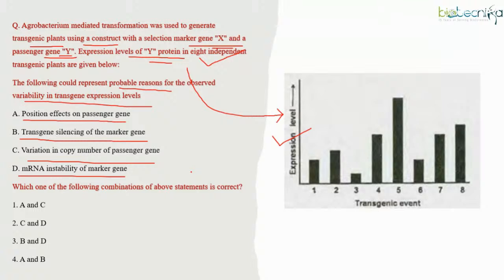So the correct answer over here, this is literally not a tough question. Anyone can answer this question. The correct answer over here is A and C. See, what they are asking is they have created a transgenic plant using a construct with a selectable marker gene X and a passenger gene Y. Okay, they have created a construct. So, expression levels of Y protein are seen in 8 independent transgenic plants. They are simply asking why there is a variation in this transgenic event.